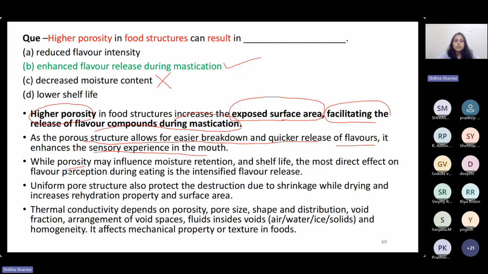Whereas we can also see that porosity affects the moisture retention and shelf life of the product also. The higher the porosity, the more microbial attack there will be, and the lower the shelf life. Or, the higher the porosity, if we are drying, the moisture content will be low, but it is maximally affecting the flavor.